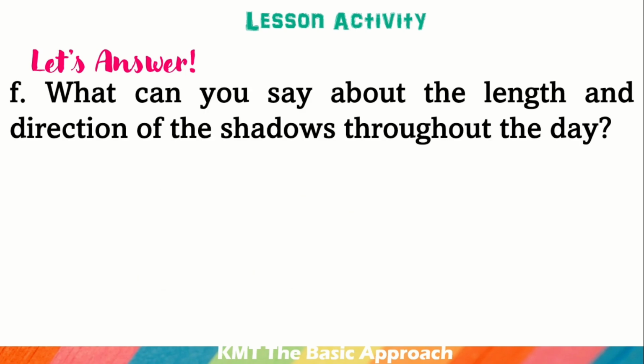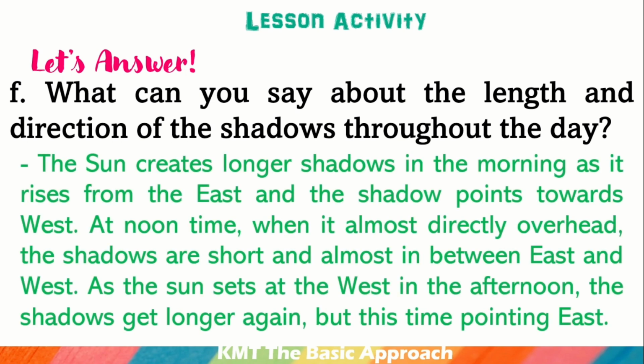Letter F. What can you say about the length and direction of the shadows throughout the day? Correct! The sun creates longer shadows in the morning as it rises from the east and the shadow points towards west. At noontime, when it is almost directly overhead, the shadows are short and almost in between east and west. As the sun sets at the west in the afternoon, the shadows get longer again, but this time pointing east.